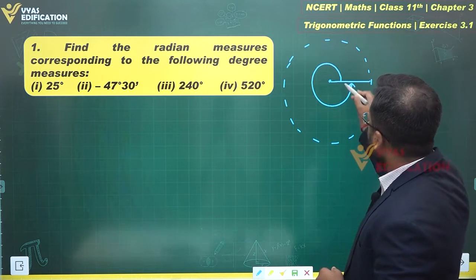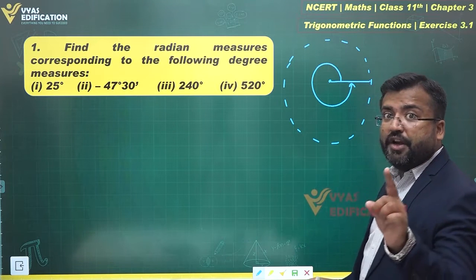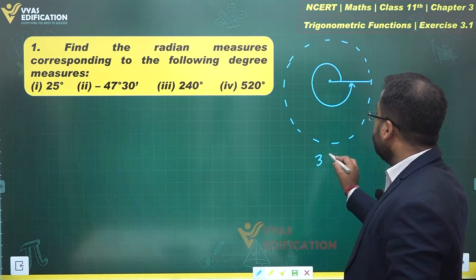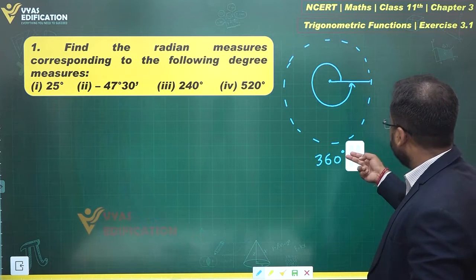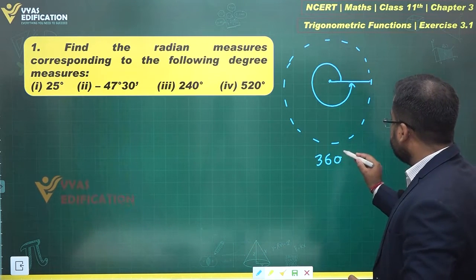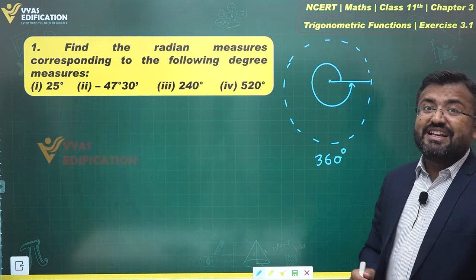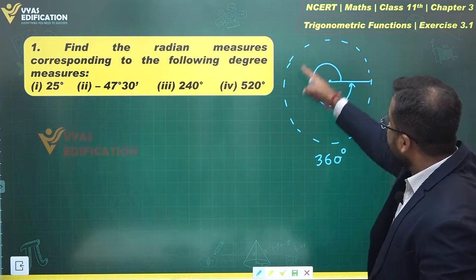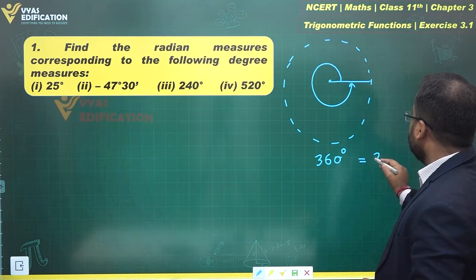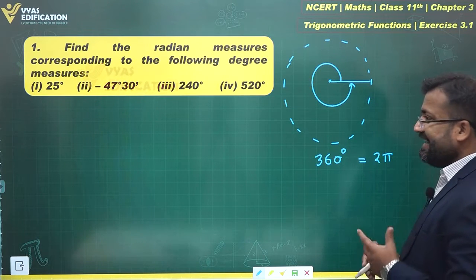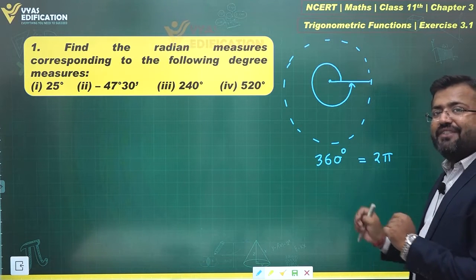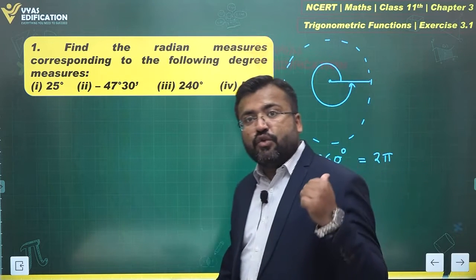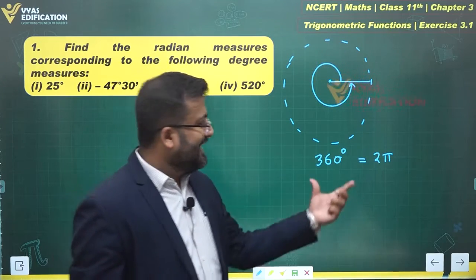For example, a complete rotation in terms of degrees is 360 degree. Degree is represented in this manner, in this fashion. This is 360 degree. What happens in case of radians? In case of radians, this complete rotation is equal to 2 pi. And in case of radians, either we can write rad over here or we can leave it as it is. 360 degree is equal to 2 pi radians. That's how it is read.